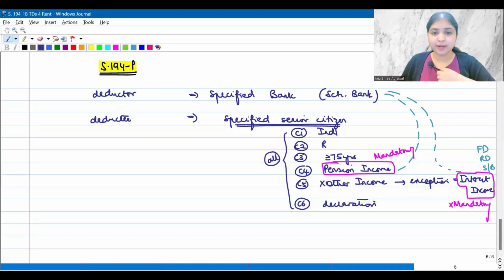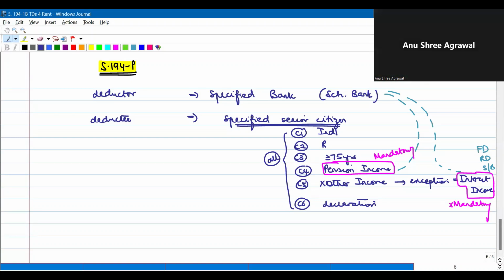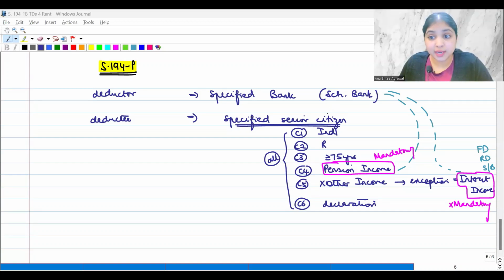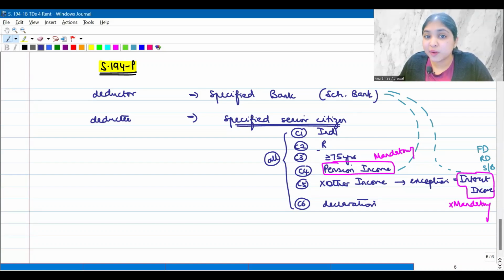So under section 194P, the deductor happens to be a specified bank. The deductee happens to be a specified senior citizen. Who is a specified senior citizen? Condition number 1, he's an individual. Condition number 2, he's a resident. Condition number 3, he's at least 75 years old. Condition number 4, he's mandatorily having pension income. Condition number 5, he does not have any other income. If at all he has any other income, at the maximum it can be only interest income. Interest income also should be from the same bank only. If he is earning this interest income from some other bank, then he will not be a specified senior citizen.